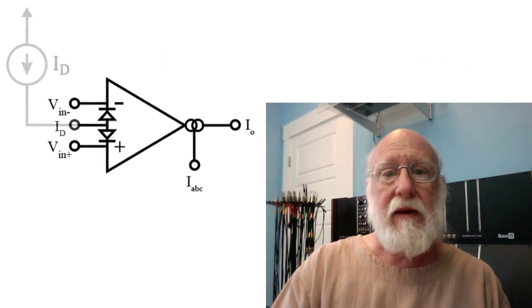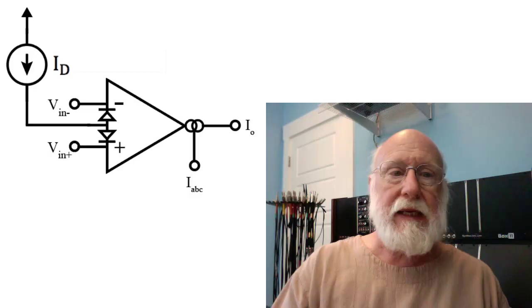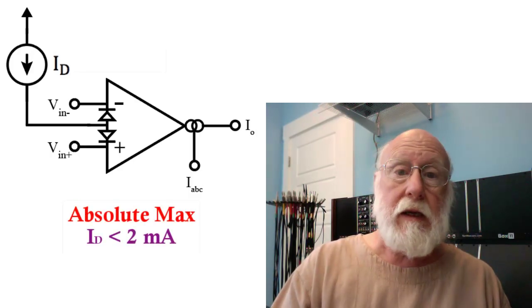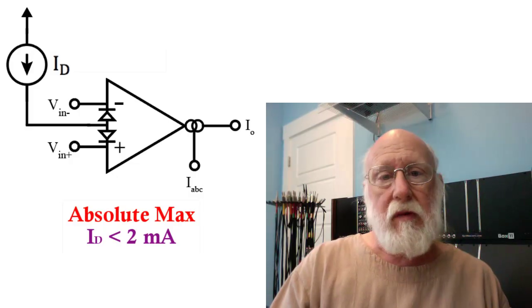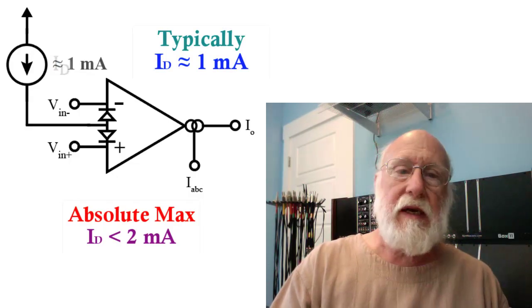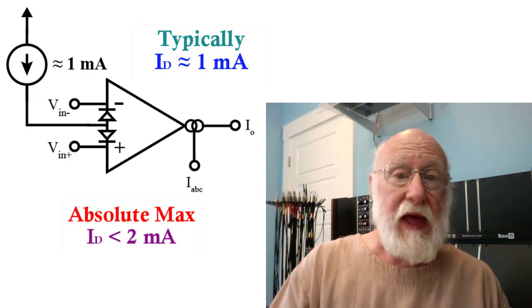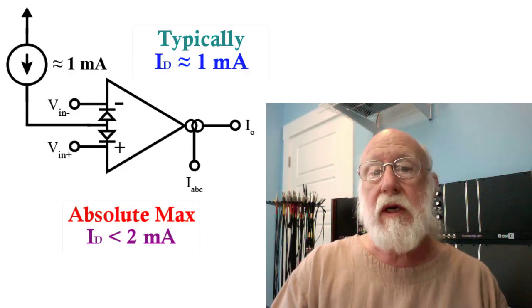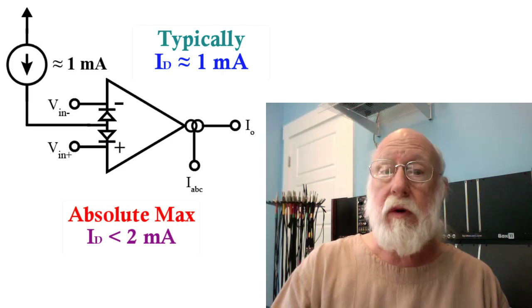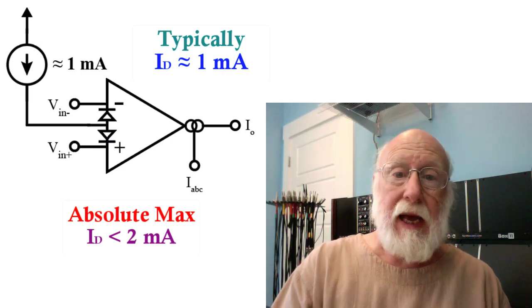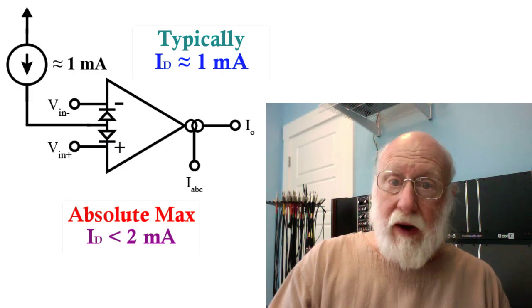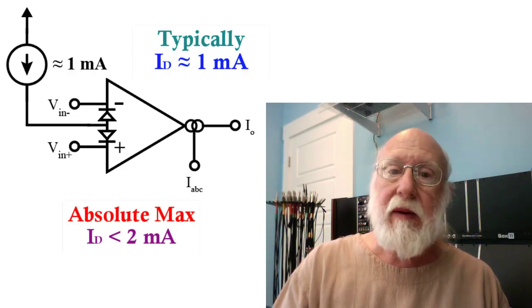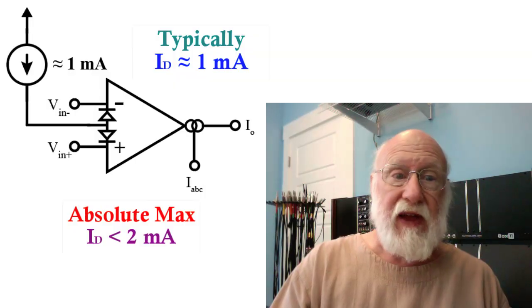Next, let's look at the diode bias input, I sub D. Again, the absolute maximum current into this input is 2 milliamps. So in general, typically you'd want that to be about 1 milliamp. Now that's going to be a constant current. You're not going to be changing that. So you're going to set up a current and it's going to remain fixed the entire time, except in very, very rare situations. And typically you would want that to be about 1 milliamp, about half of the absolute maximum value.